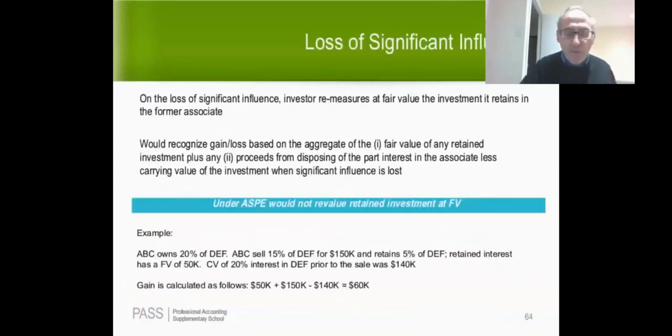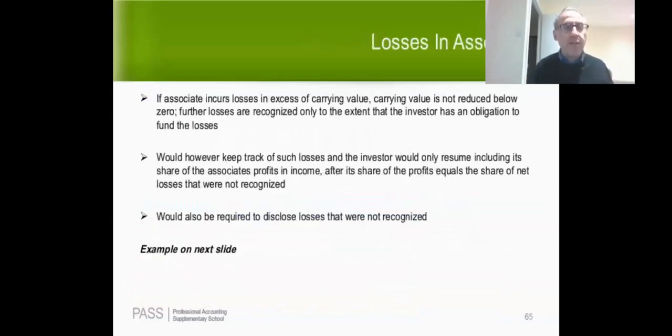Loss of significant influence, I'll let you look at it on your own. I don't think it has a huge probability of being tested, but you can take 5 minutes and read it on your own, please. Losses in an associate, I do want to go over. I think that's quite important. If an associate incurs losses in excess of carrying value, the carrying value is not reduced below zero. Further losses are recognized only to the extent that the investor has an obligation to fund the losses.